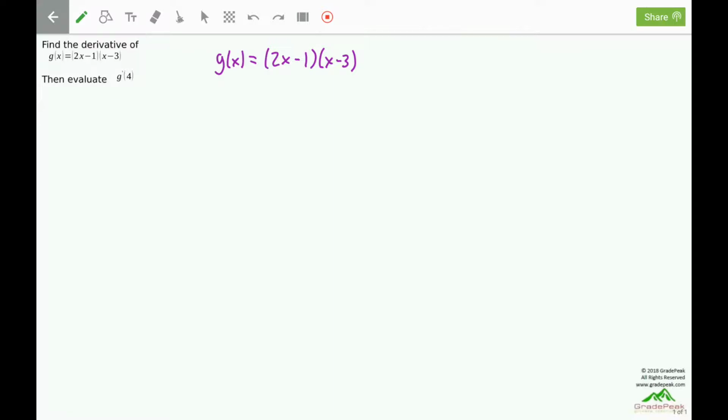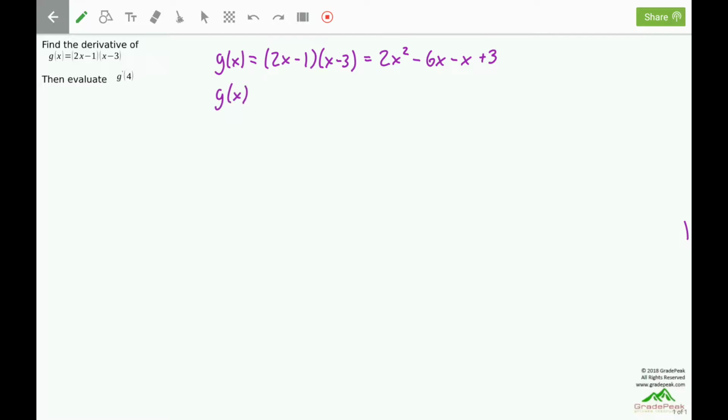We can use the product rule if necessary, but if we can take the product by FOILing it out, it's often quicker. Let's FOIL this out. First, 2x times x, 2x squared. Outside, 2x times a negative 3, negative 6x. Inside, negative 1 times x, negative x. Last, negative 1 times negative 3, positive 3.